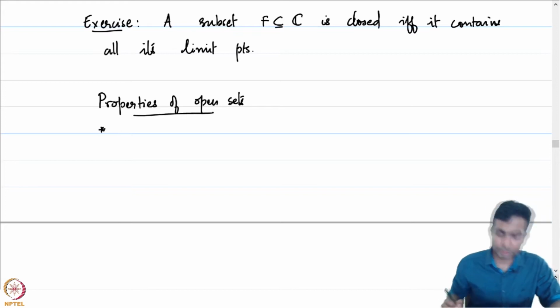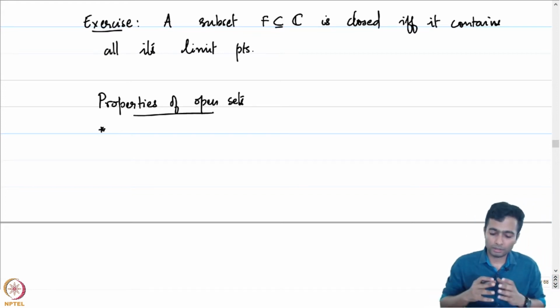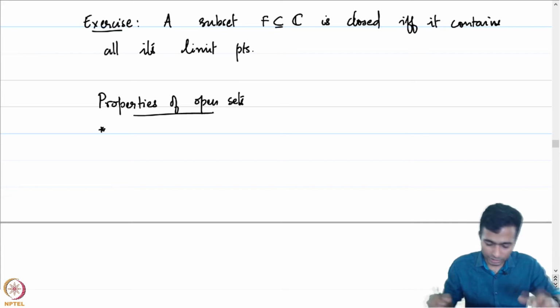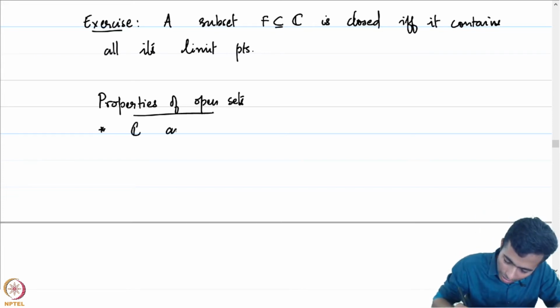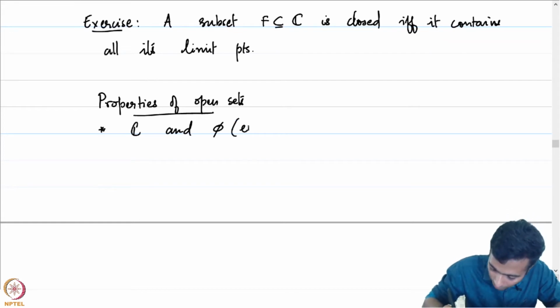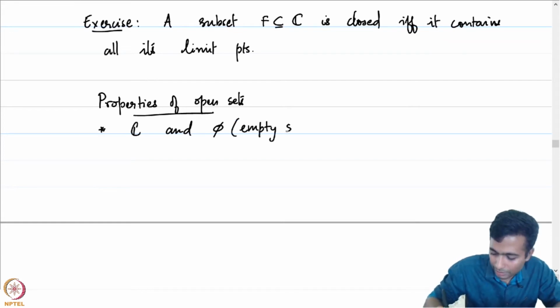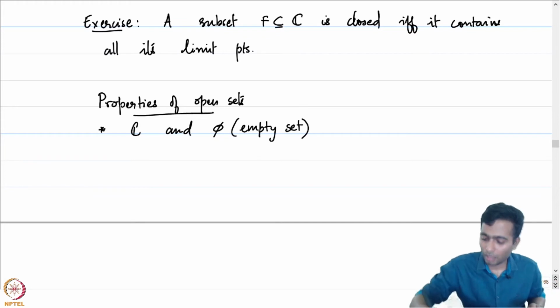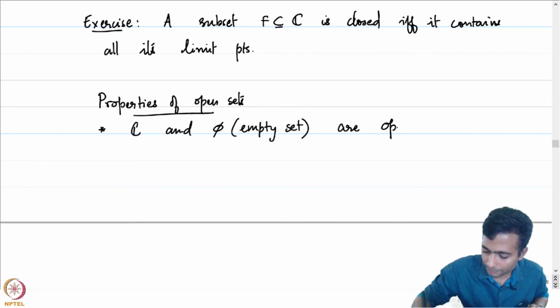The first one which I would like to highlight is that C and the empty set, which I am denoting by phi, both are open sets. Let me state this once: C and the empty set are open subsets of C.